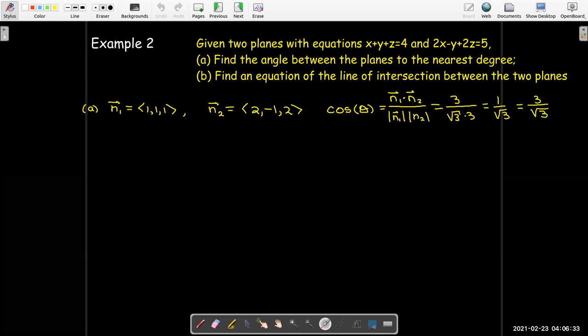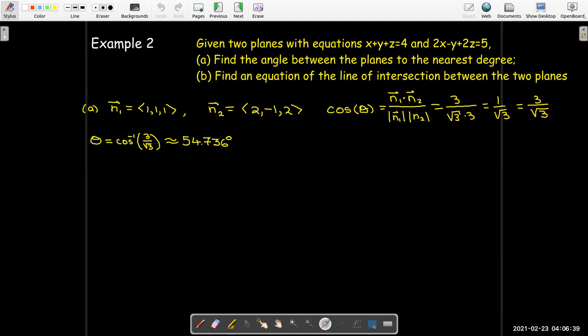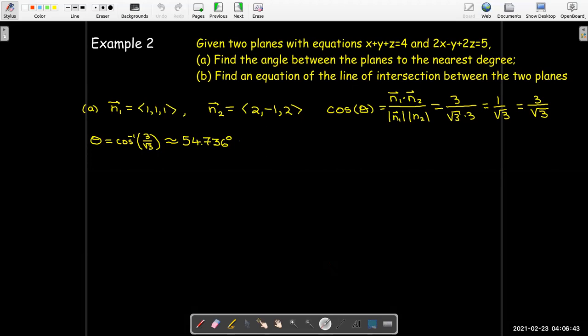So in order to find the exact value of theta, I'd have to take the inverse cosine of 3 over radical 3. But we're just asked to find an approximation to the nearest degree. So I'll take out my calculator, and I get about 54.736 degrees, which I'll round to 55 degrees. So once we found the normal vectors, it was just a straightforward application of our formula.